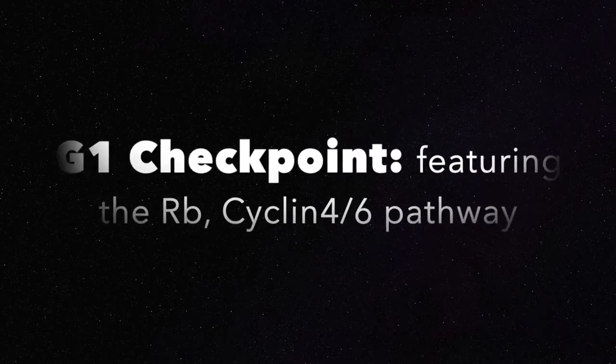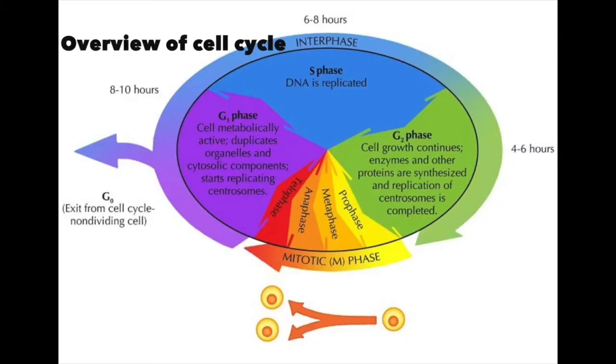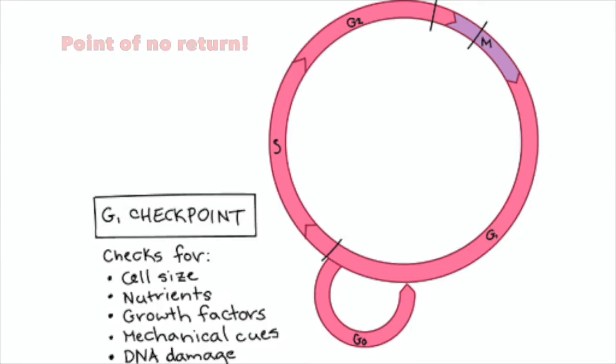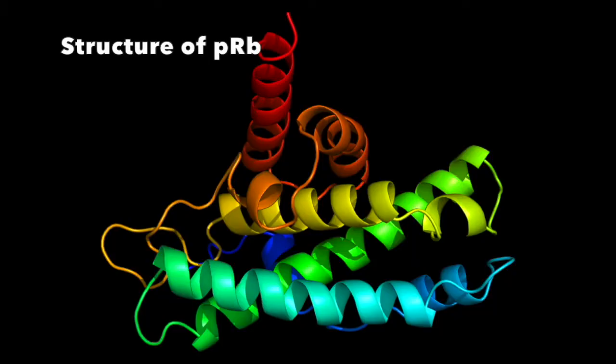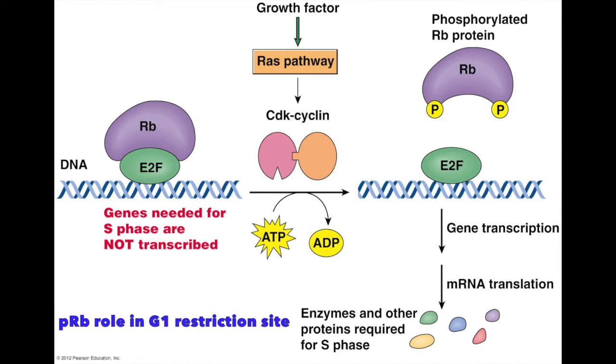This presentation will focus on the regulation of the G1-S checkpoint through the RB protein, cyclin D, and Cdk4 and 6. RB is a 110 kilodalton protein that has 15 phosphorylation sites. One of its major responsibilities is the regulation of the G1-S transition.